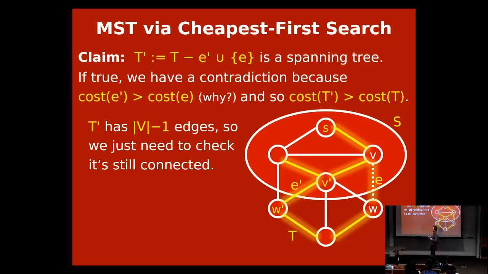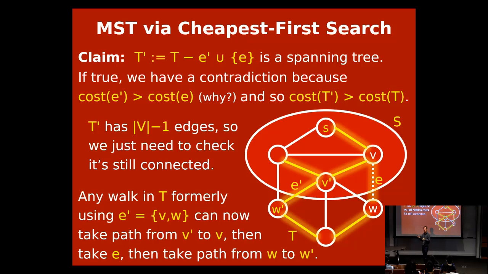The other thing we have to check is that T prime still connects all the vertices. At first it might look a little worrisome, because we took out this E prime from T. T connected all the vertices, but E prime might have been crucial to connecting some pairs of vertices in T. But luckily we put in E. Suppose we had a couple of vertices in the graph that were connected in the original T. Maybe that connection used this edge E prime, and now we just deleted it, so we could be in trouble.